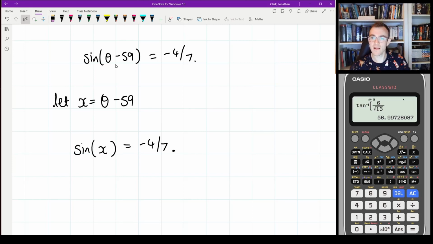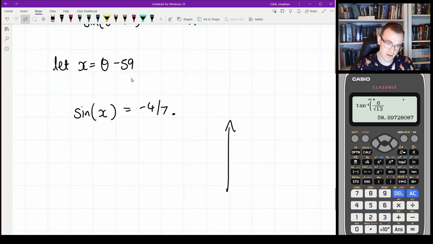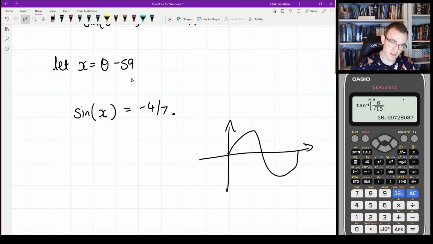So let's solve this. We've got our sine graph again. Let's just do it very rough this time. So inverse sine of -4/7 is minus 34.8 degrees. It's a bit low actually. Let's pop it there. Minus 34.8.